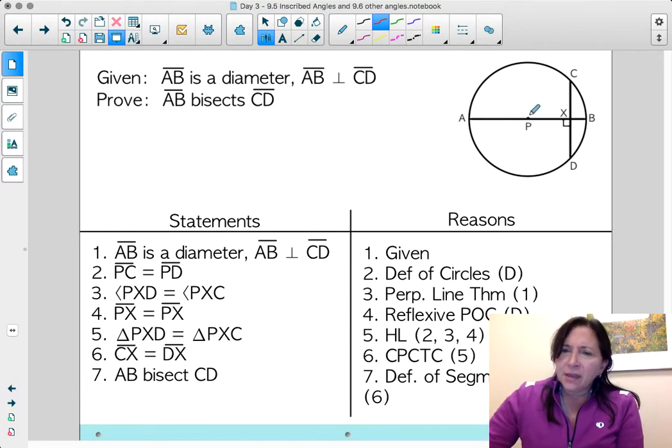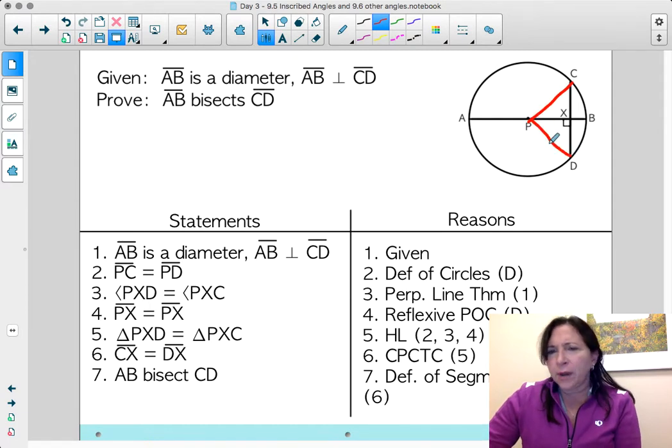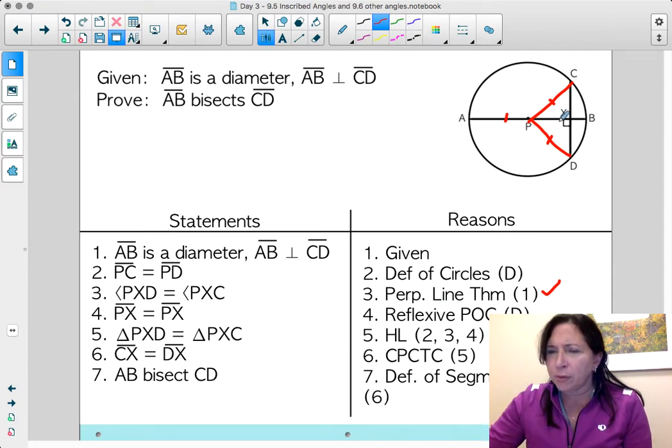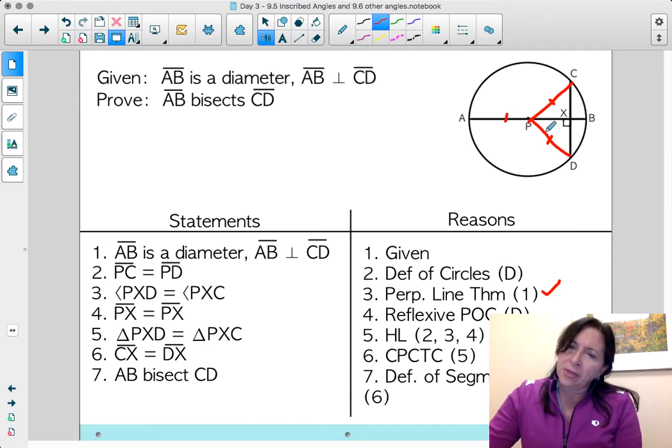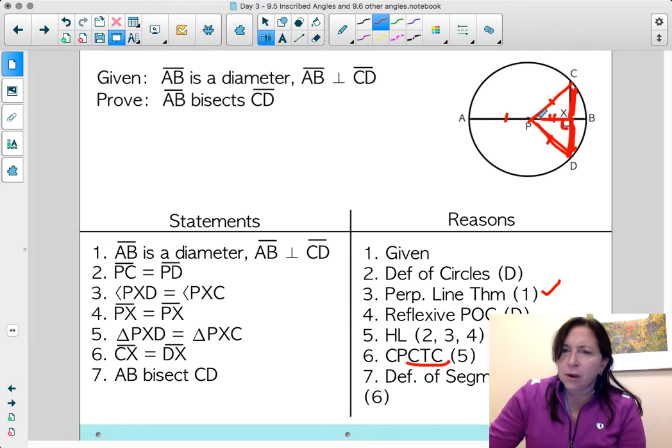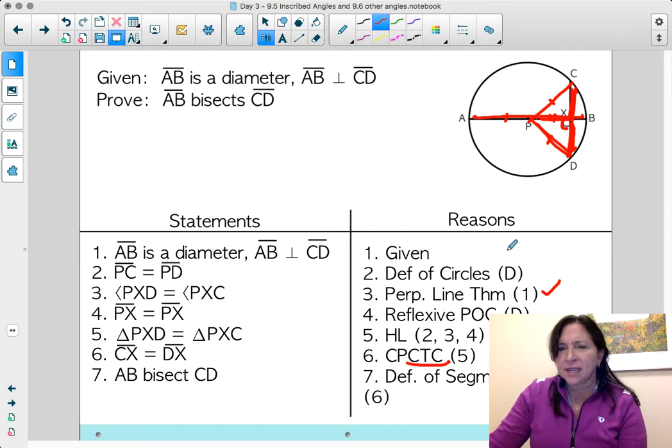We know that PC, this length here, is congruent to PD because all radii are congruent. In addition to that, we know that angles PXD and PXC are right angles, based on the perpendicular line theorem. We also know that PX is congruent to itself. So what we have here is a right angle with a hypotenuse and a leg, which means these two triangles are congruent by hypotenuse leg. In addition, we can now say CX is congruent to XD by CPCTC, and therefore AB bisects chord CD. So that's a proof. That's not difficult. Based on everything that we've learned, that's one of the rather easy proofs that we've done.